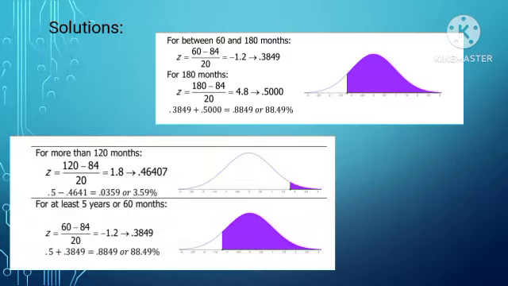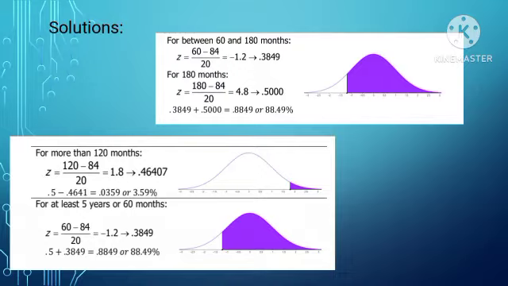A. Solution for between 60 and 180 months. To solve for 60, the z-score is equal to 60 minus 84 over 20, which is equal to negative 1.2. Then find the value of negative 1.2 in the z-score table. The value of negative 1.2 in the z-score table is 0.3849. Then draw the curve under the negative 1.2.